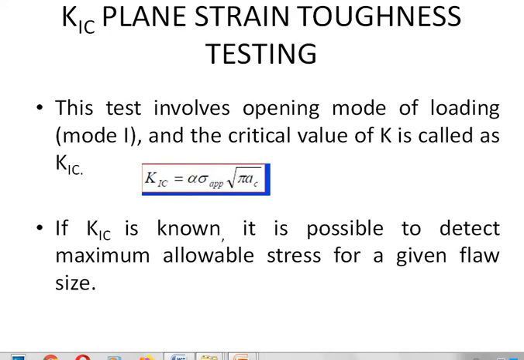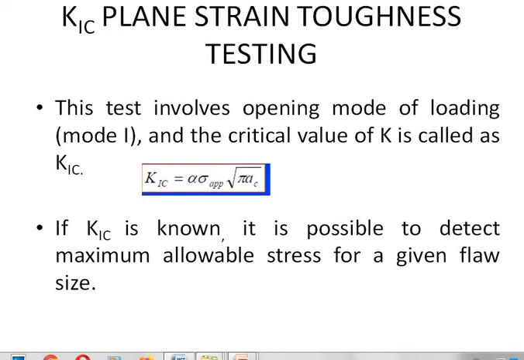You first came across it in fatigue crack propagation. And we have included a term called alpha, which is a parameter that depends upon the geometry of the crack. So to find out that KIC, you're going to go in with this topic. This test involves opening mode of loading. In the last class, we saw three different modes: mode 1, mode 2, mode 3. Mode 1 is the tension mode, the opening mode. Mode 2 and 3 are related to the shear mode.